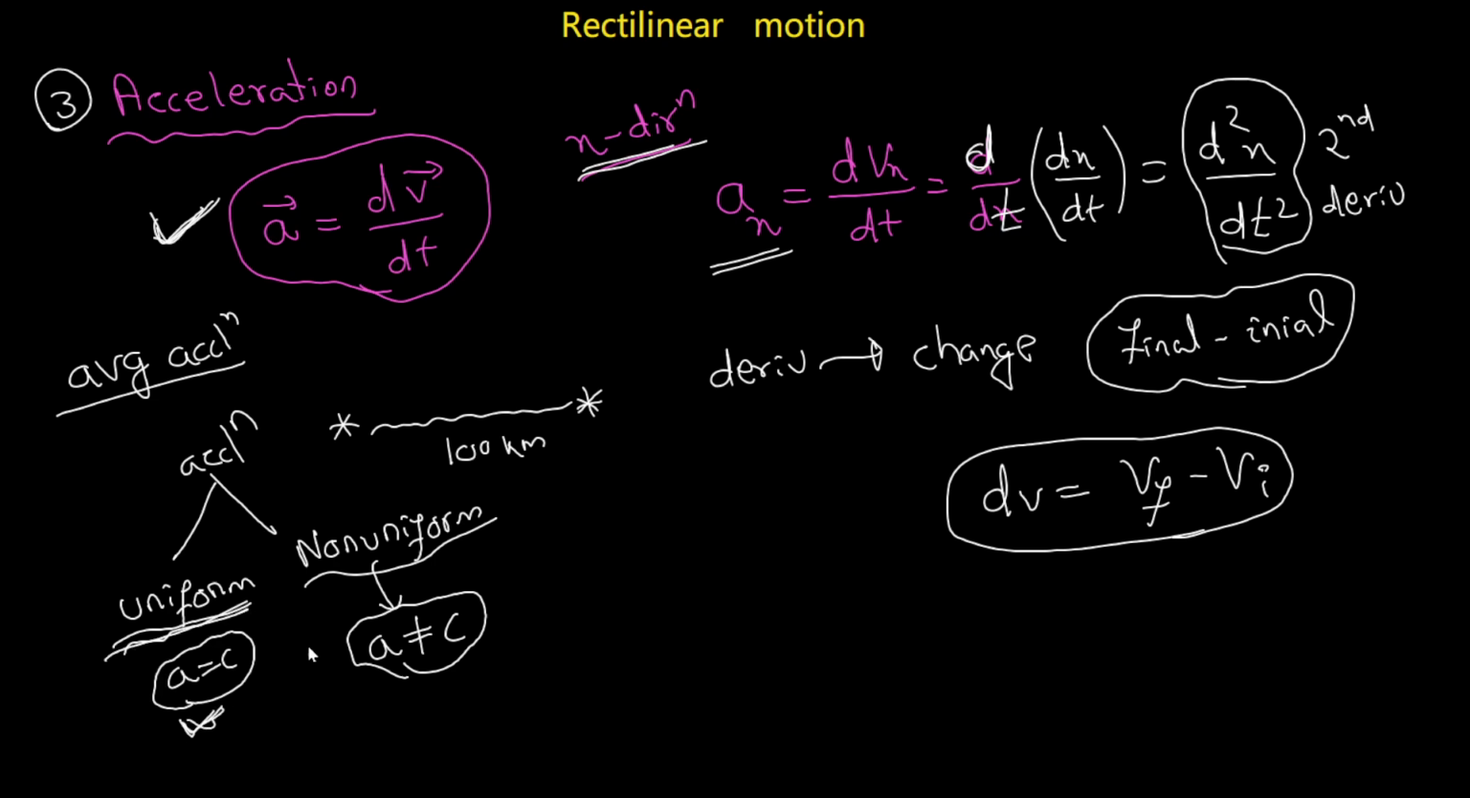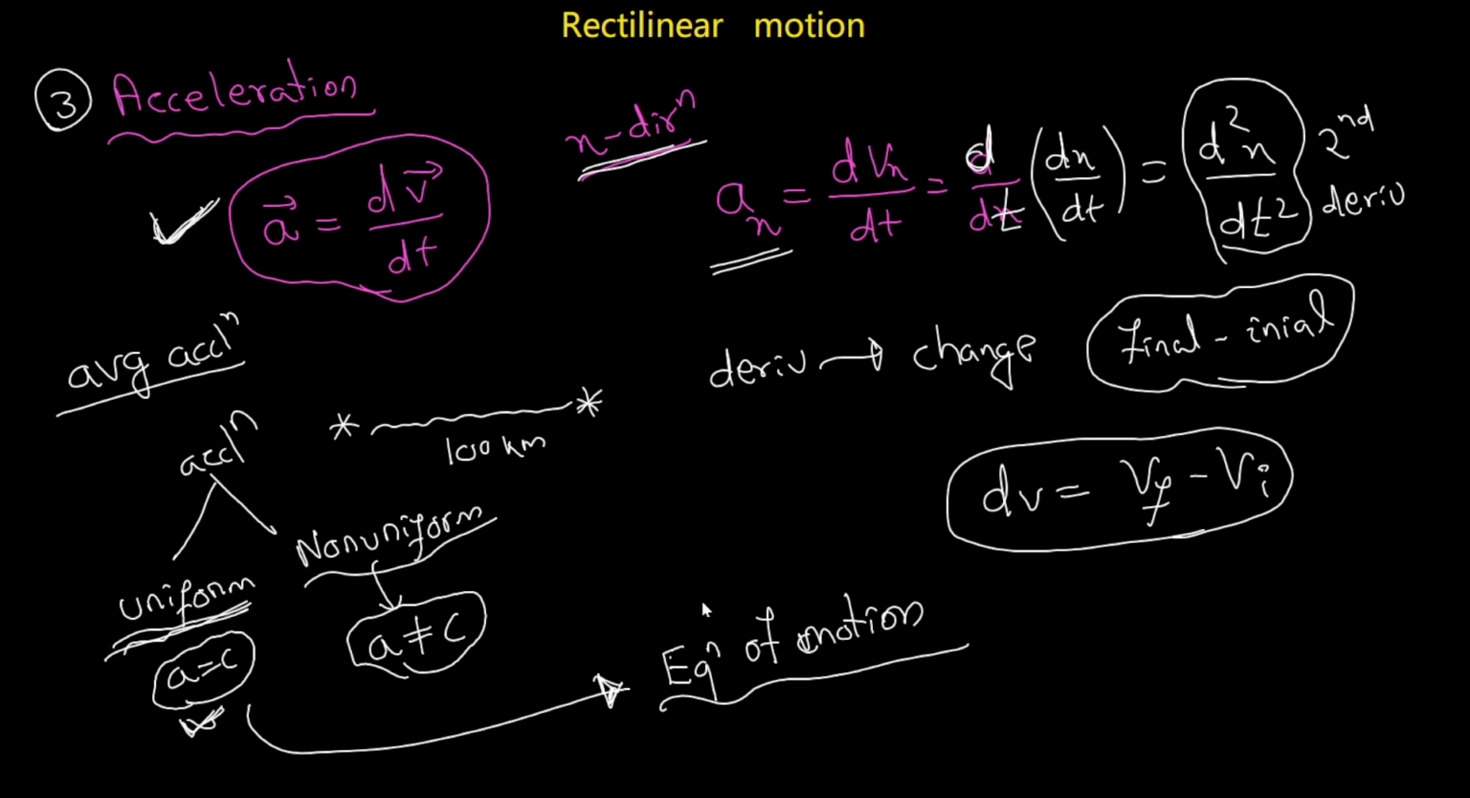We have some equations of motion in uniform acceleration. The equations of motion can be derived from the simple definitions we have discussed: displacement, velocity and acceleration. With the help of these three definitions, we can write the equations of motion by treating acceleration as constant. I'm repeatedly saying you should always concentrate on the direction.